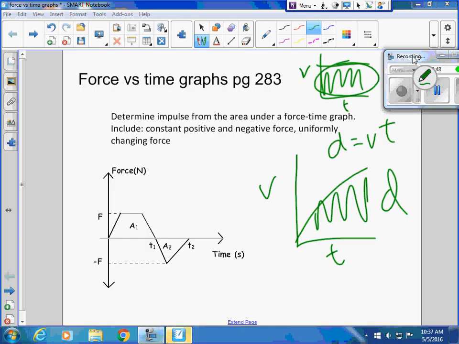That's the concept. So the same thing on a force versus time graph, because impulse is force multiplied by time. If you have a constant force, the force multiplied by the time is a rectangle, and you get area. So that's why the area under a force versus time graph is the impulse.